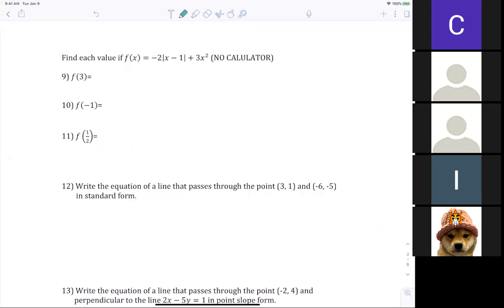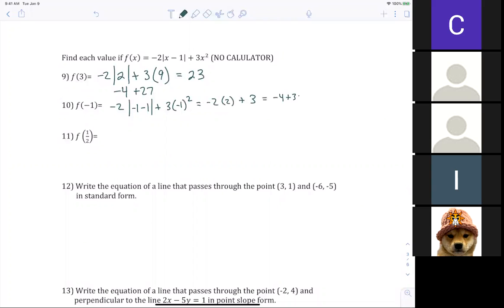So f of 3, this is just making sure that you remember your order of operations. It'd be negative 2 times the absolute value of 2, plus 3 times 3 squared, which is 9. Negative 4 plus 27. Looks to me like 23. Anybody have any issues? All right, f of negative 1, here we go. Negative 2 times the absolute value of negative 1 minus 1, plus 3 times negative 1 squared. Negative 2 times 2 plus 3, negative 4 plus 3, negative 1. Any issues?